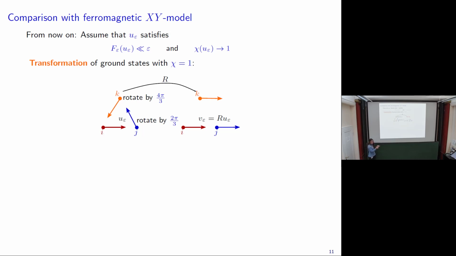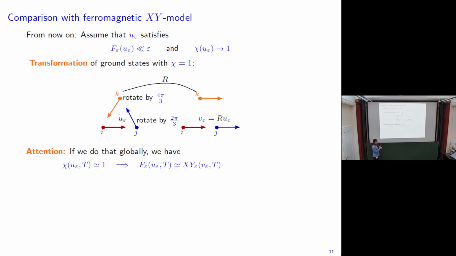You can also do that globally. It's well defined. You can do this transformation globally, but you need to pay attention. So this is fine if your chirality was also before, let's say, at least close to 1. Then you know that you can compare the two energies. You can compare your original energy, the antiferromagnetic energy F in u_ε, with the ferromagnetic XY energy in the new variable, which is denoted by v_ε.